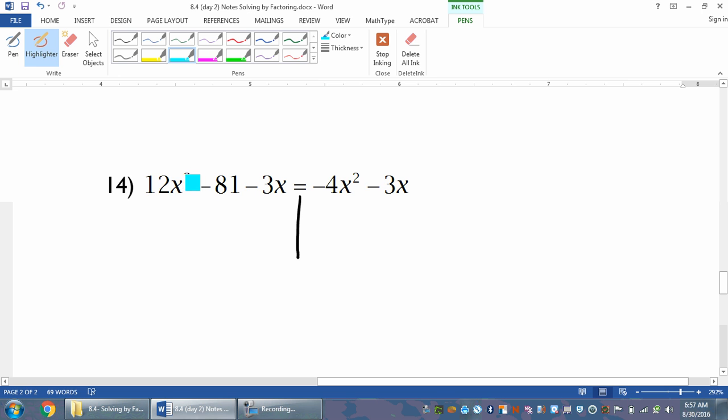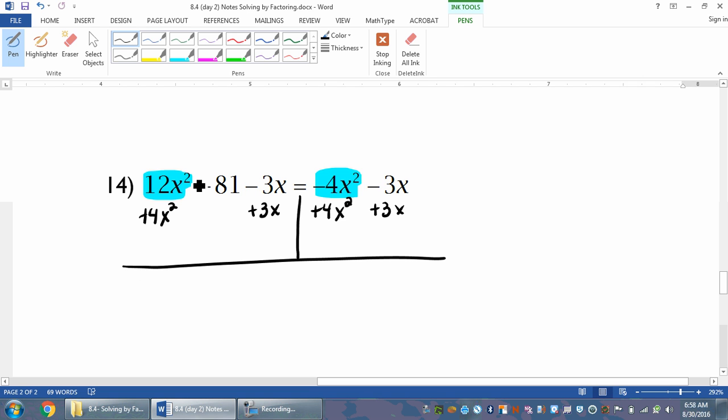You notice that there are two quadratic terms here? You have 12x squared and -4x squared. Well, do you remember from first semester with solving equations, which one do you always move? You always move the smaller one. So between 12 and -4, we're going to move the -4. So we're going to move everything to the left. Move -4x squared to the left side and add 4x squared. Move -3x and add 3x. I'm going to put it right under the right term. So I have 12x squared plus 4x squared, that's 16x squared.